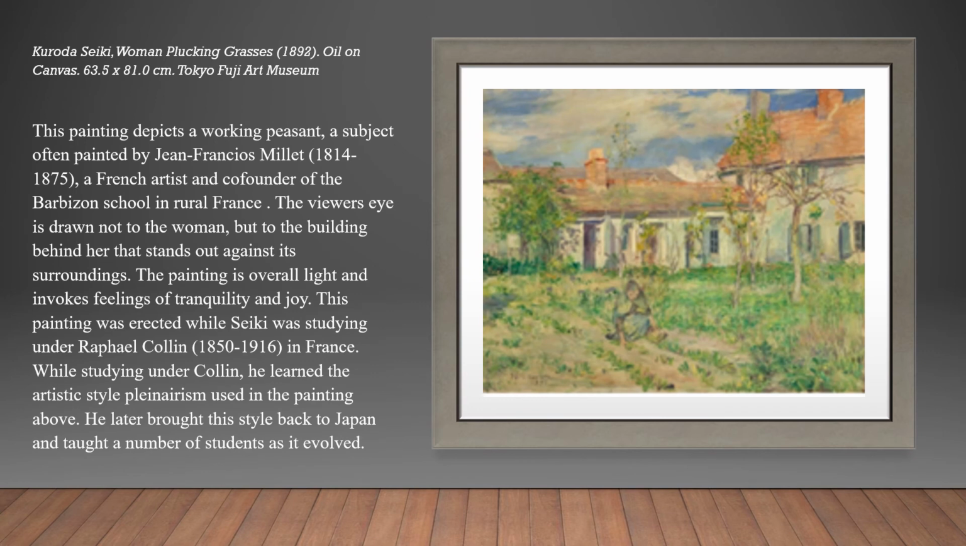Next is Woman Plucking Grasses by Kuroda, painted in 1892. The painting depicts a working peasant, a subject often painted by Jean-François Millet, a French artist and co-founder of the Barbizon School in rural France. The viewer's eye is not drawn to the woman, but to the building behind her that stands out against its surroundings. The painting is overall light and invokes a feeling of tranquility and joy.